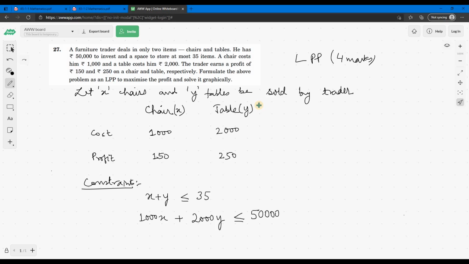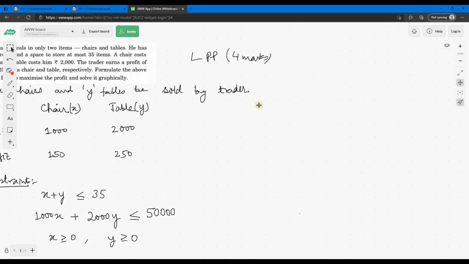We also know that since the number of chairs and the number of tables have to be positive, X and Y both have to be greater than or equal to 0. Before we move on to the objective function, we can simplify this constraint.